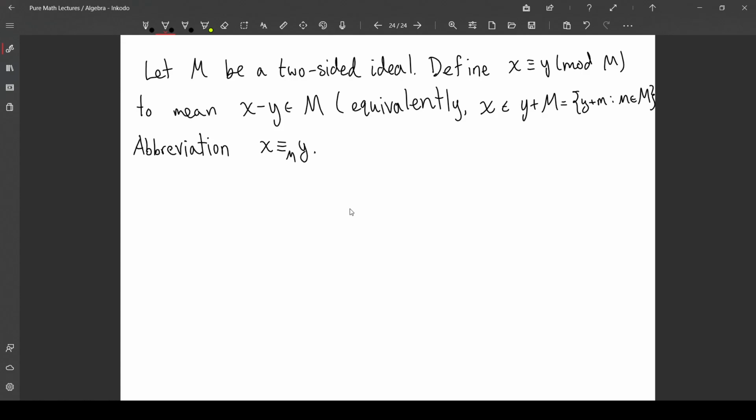All right. So the congruence mod M is an equivalence relation. So what does that mean? An equivalence relation has three properties. An equivalence relation takes in two elements of a set and essentially tells you whether or not they're related.